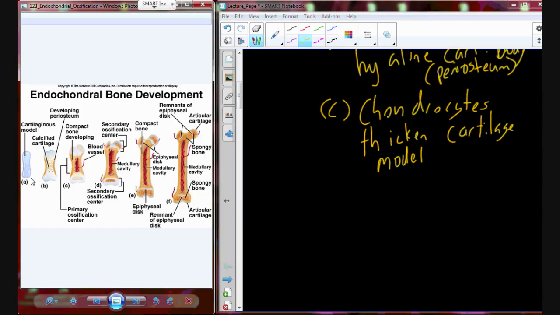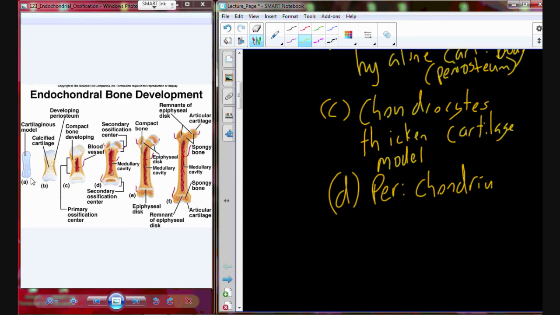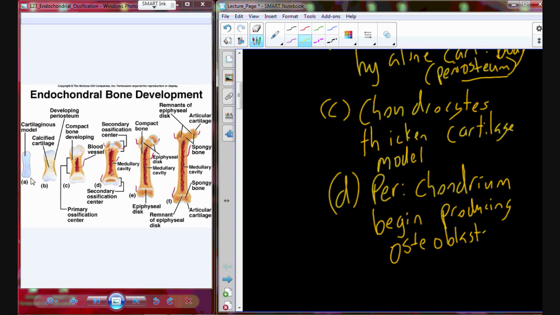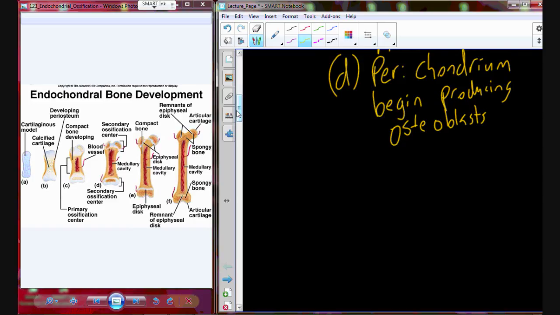Now, at that periosteum, we're going to begin to have the periosteum in its form called perichondrium, which is really before it becomes completely bone. So this would be perichondrium up here, but eventually becomes periosteum. That perichondrium is going to be the site, the location, to begin to produce our bone building cells, or osteoblasts. So perichondrium begins producing our osteoblasts.